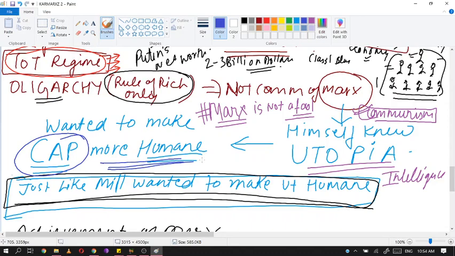What did Mill do? J.S. Mill tried to make Bentham's utilitarianism more humane and moral, which was being regarded as a pig's philosophy, because it was talking about only two things, pleasure and pain, profit and loss. Similarly, Karl Marx was trying to make capitalism more humane. And to understand this hidden message, you will need your intelligence, you will need to apply your mind.